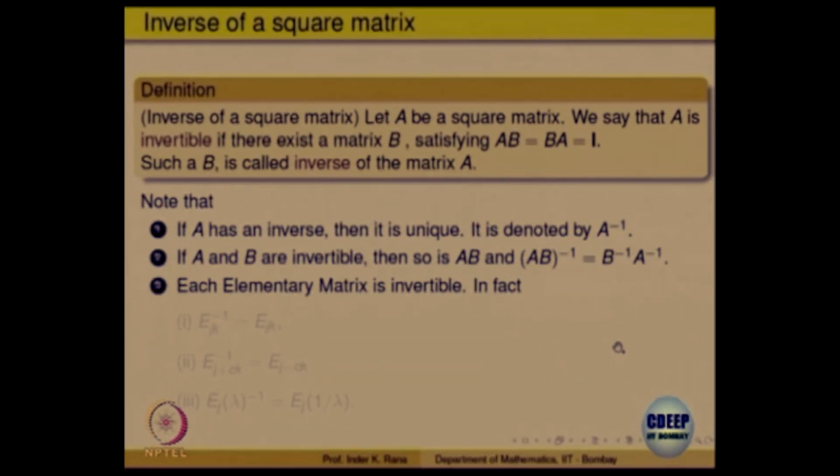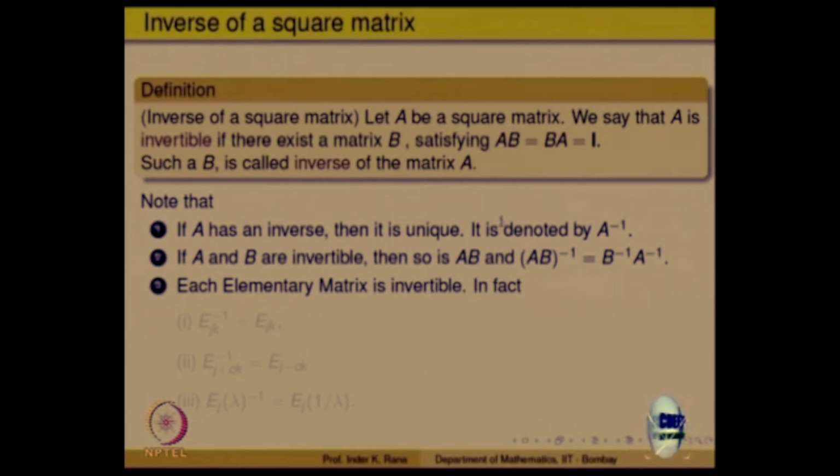So now, how is that useful? We are going to give an application of it. So let us start defining what is called the invertibility of a matrix. You all must be knowing that already, that invertibility is defined only for square matrices. It is something to do with multiplication.